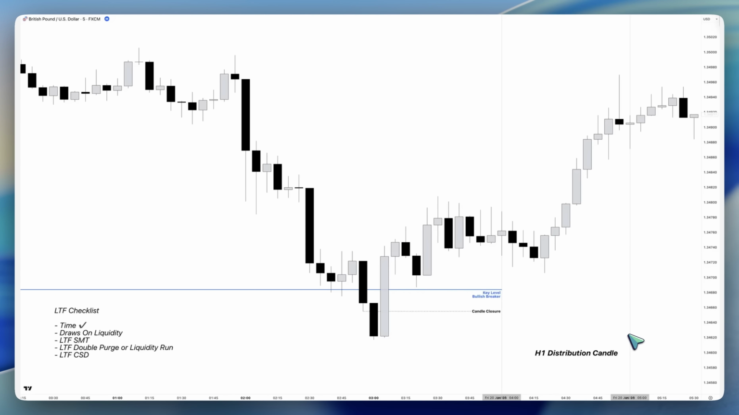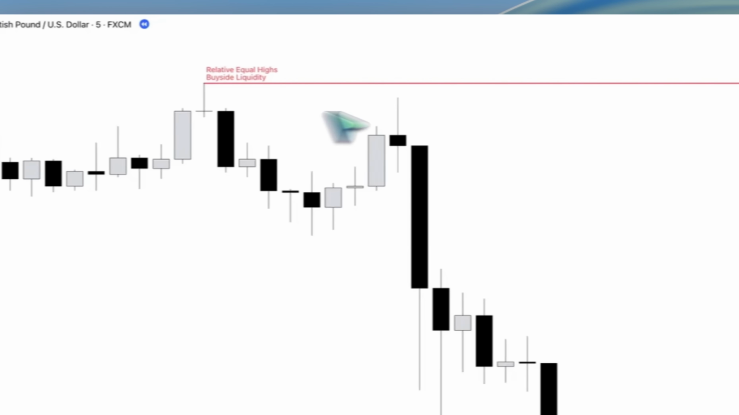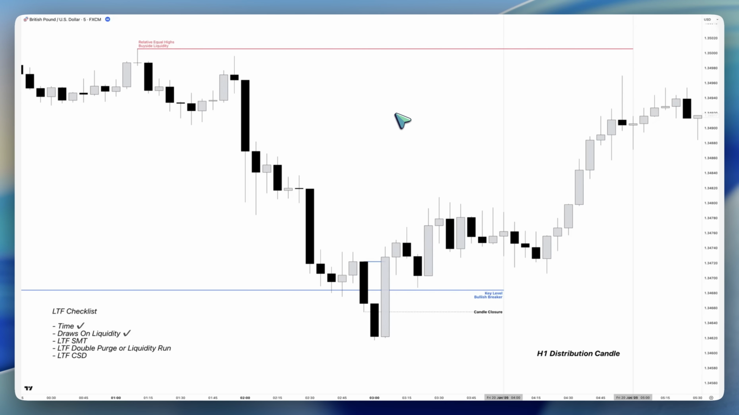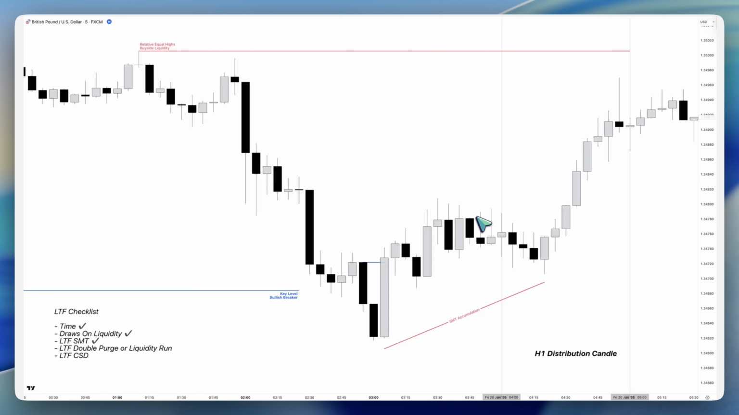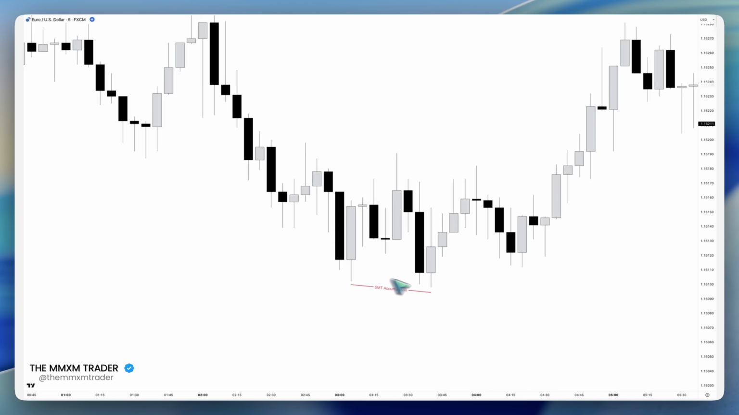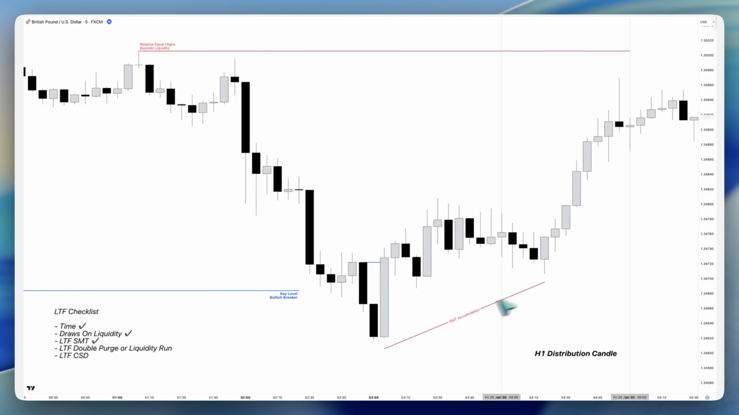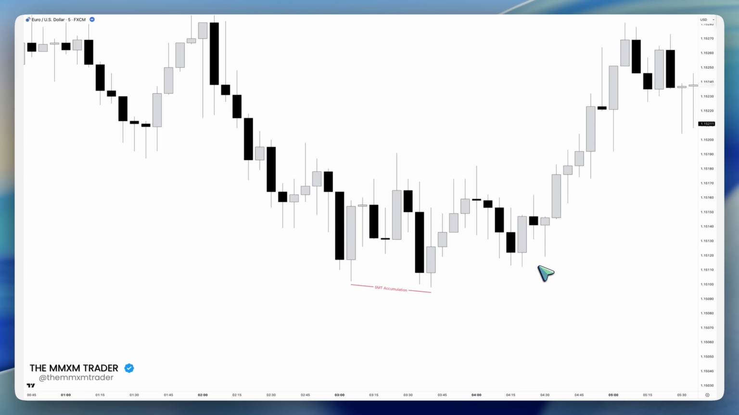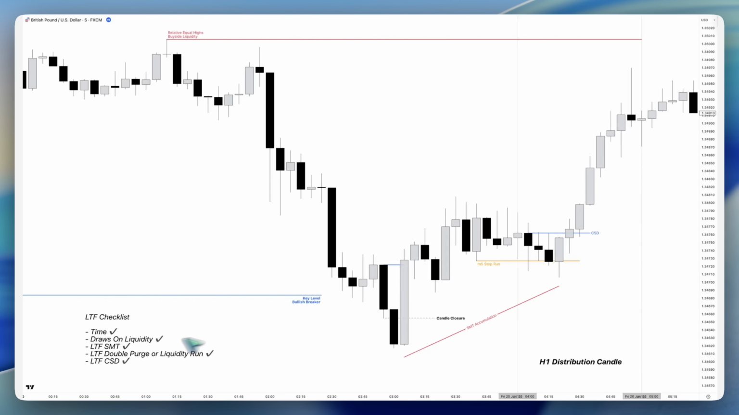Draw on liquidity. Do we have an obvious draw on liquidity? Remember, it must be obvious. Relative equal highs, right? So there is an obvious draw on liquidity. Is there SMT? There is SMT here. You can see this is the euro dollar, makes a lower low, whereas GU makes a higher low, right? So SMT is present. Then we're looking for a double purge or liquidity run, and then a lower time frame change in the state of delivery.